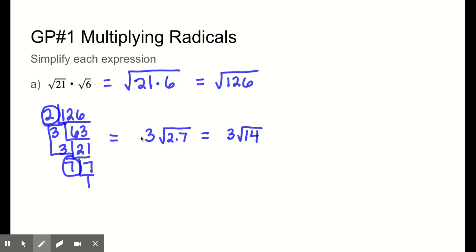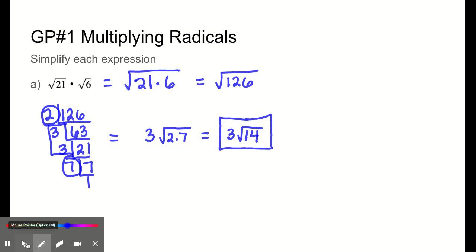Remember, from there, we can check our answer. In order to check our answer, we will take our outside number and square it. So 3 squared, that's 3 times 3 is 9. And 9 times 14 does give us 126. So we did simplify that correctly. All right, let's take a look at a couple more.